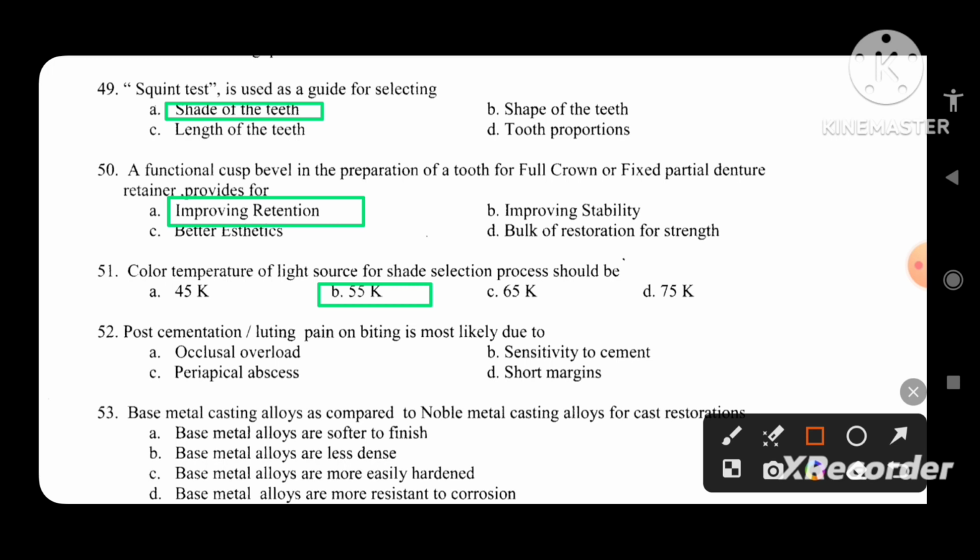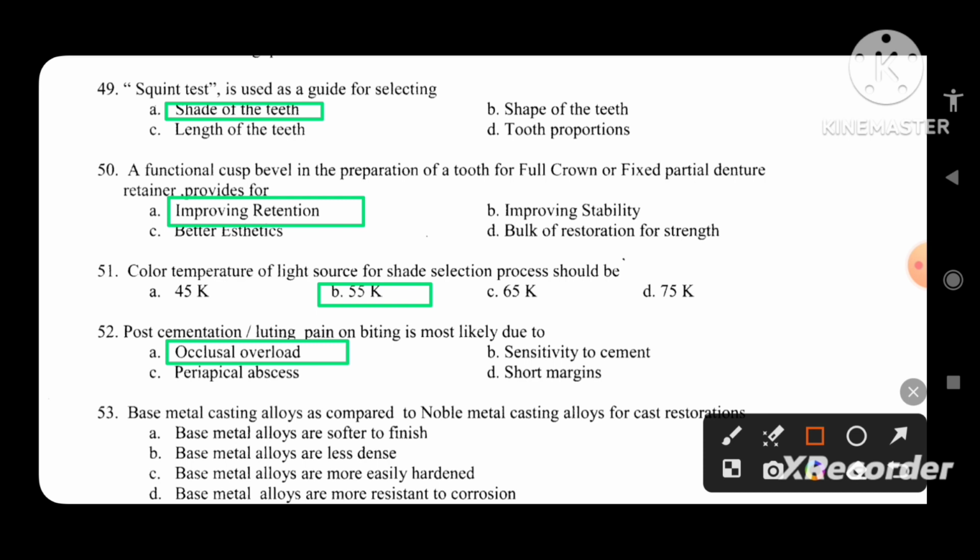Post cementation or luting, pain on biting is most likely due to occlusal overload, sensitivity to cement, periapical abscess or short margin. So post cementation and luting, when does pain occur? At the time of biting. Why does it occur? Because of occlusal overload.